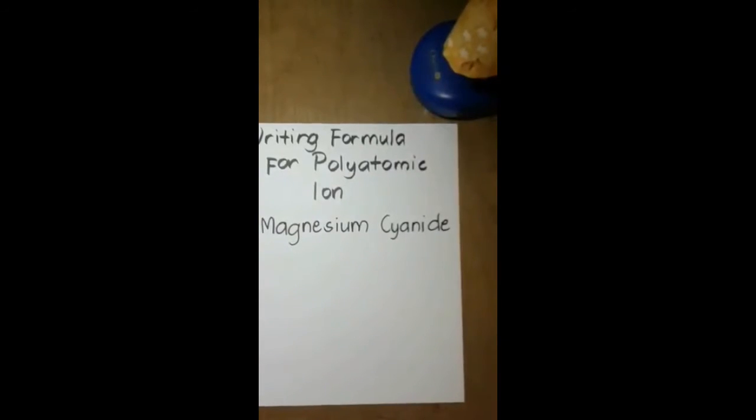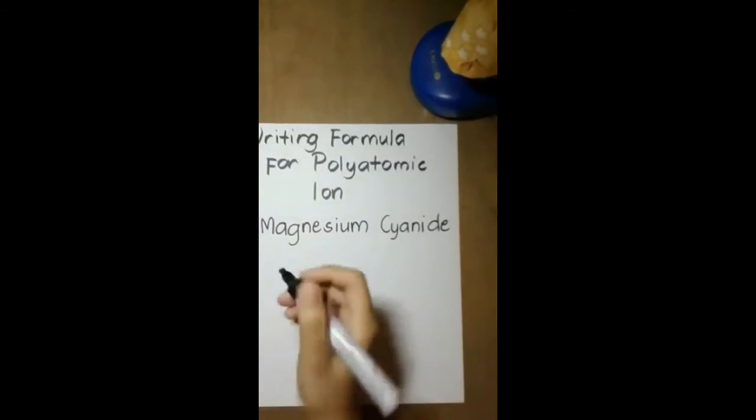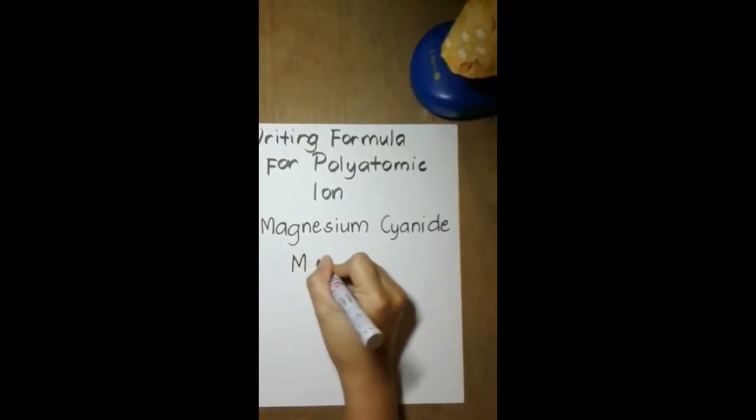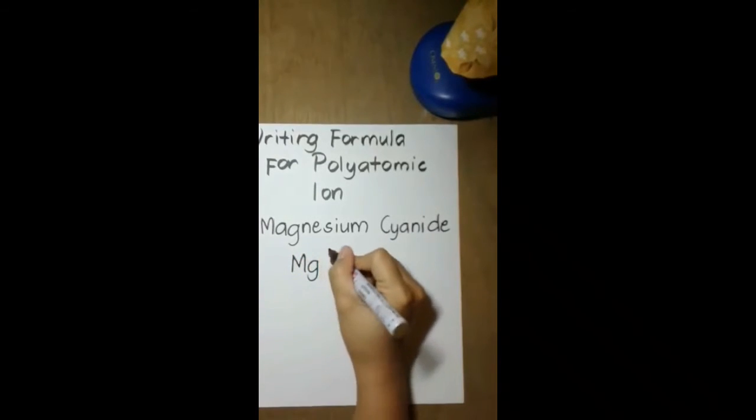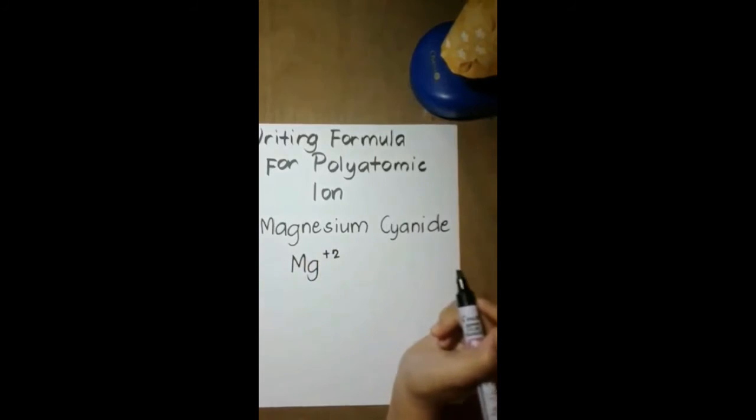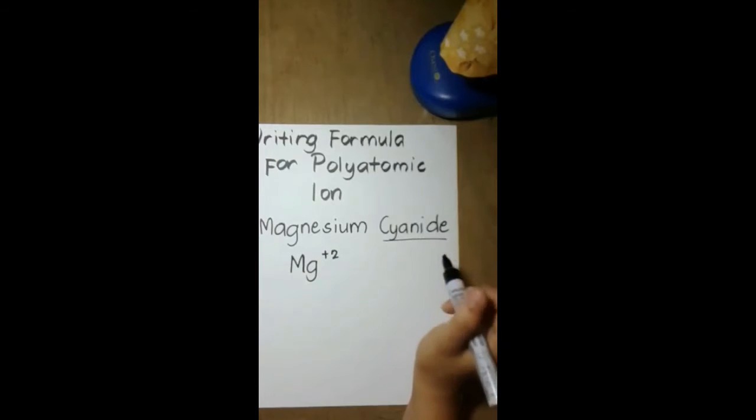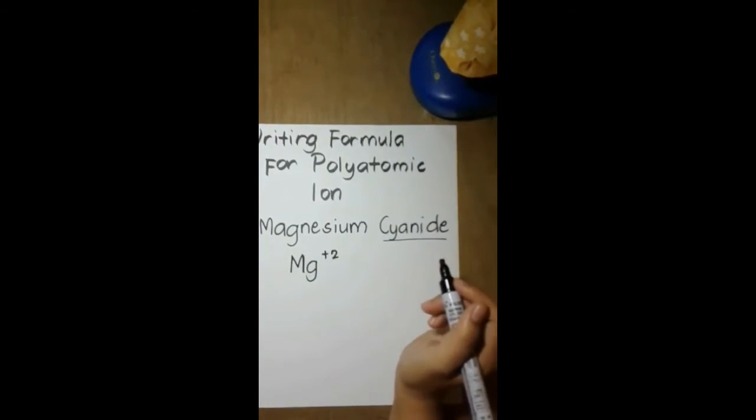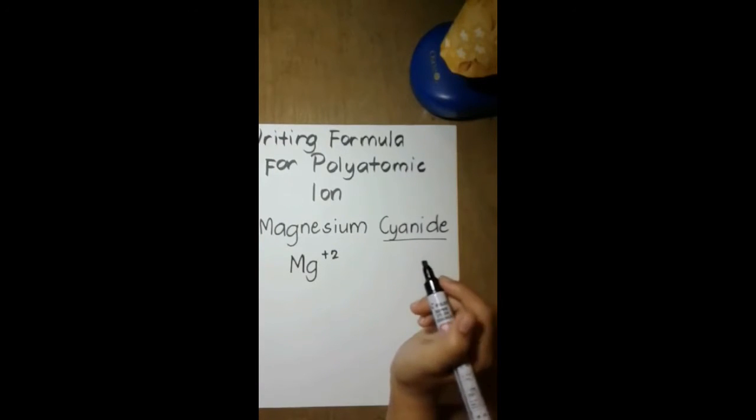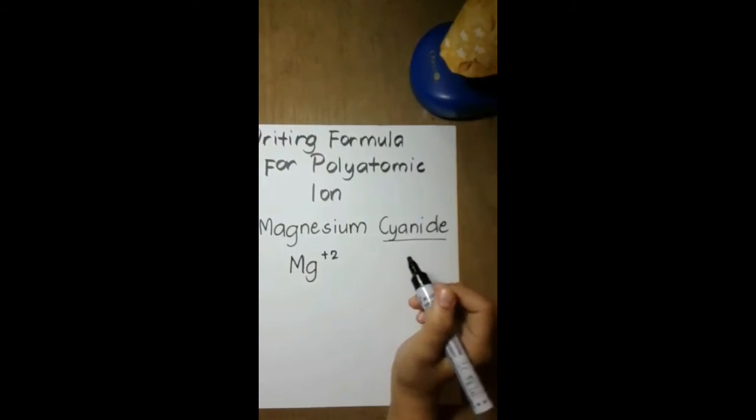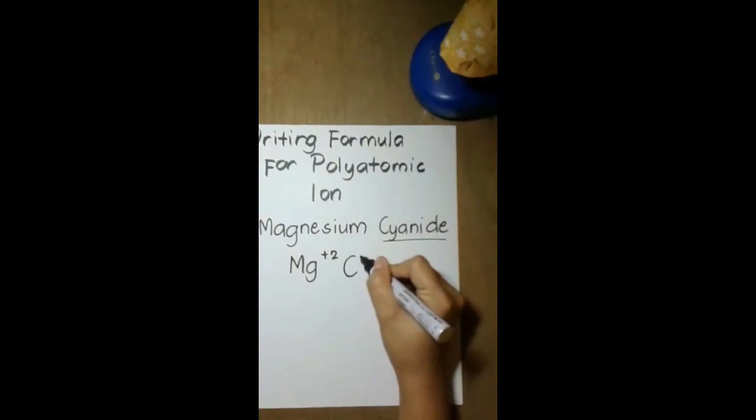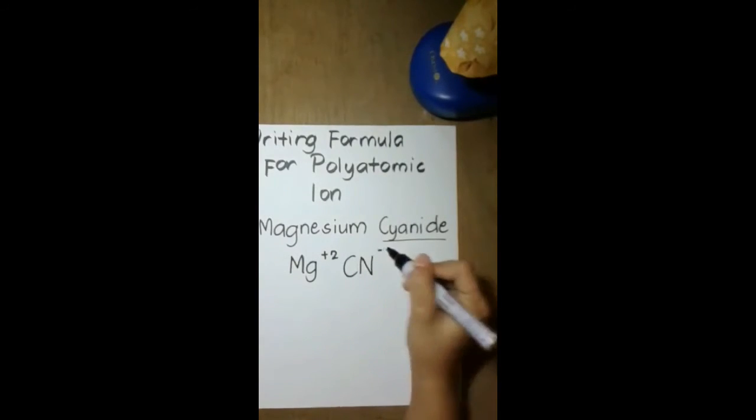Now, it's time for writing formulas for polyatomic ions. An example is magnesium cyanide. The symbol for magnesium is Mg, and its charge is positive 2. Now, as we can see, cyanide is a polyatomic ion. And if we look at a table which has a polyatomic ion list, we can see that cyanide has a symbol of CN and has a negative 1 charge.